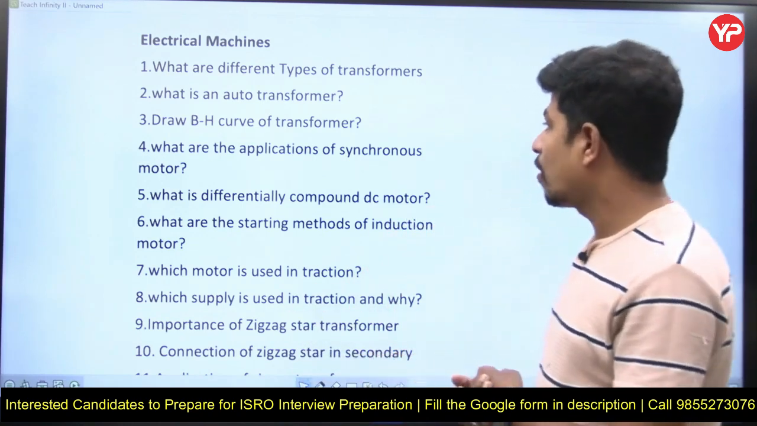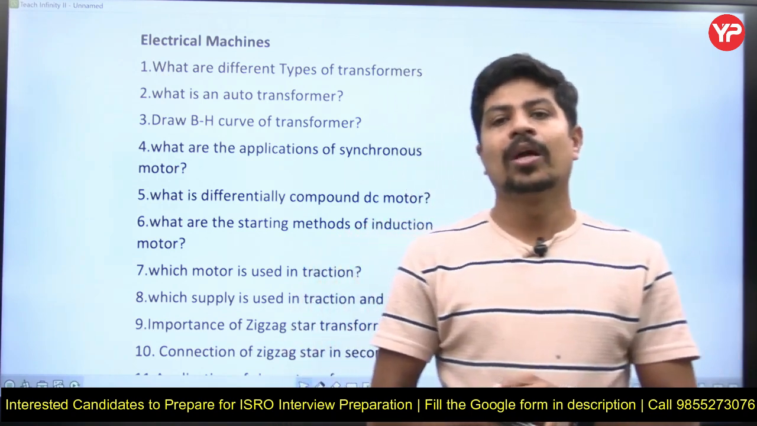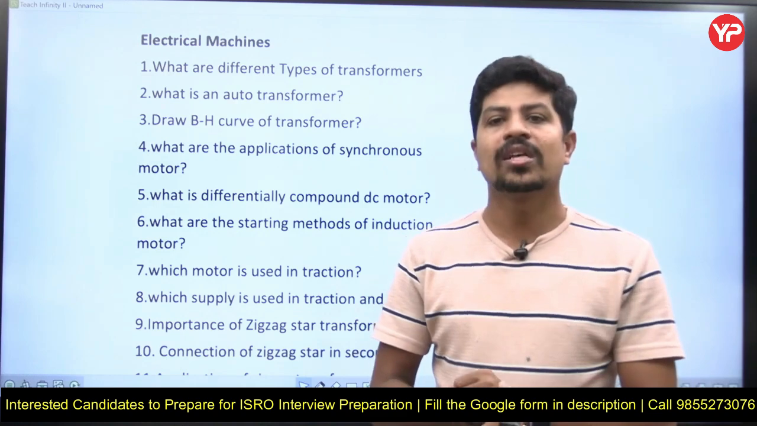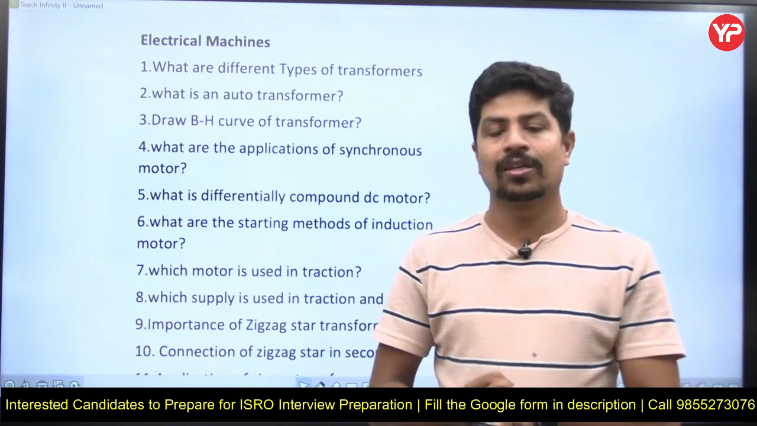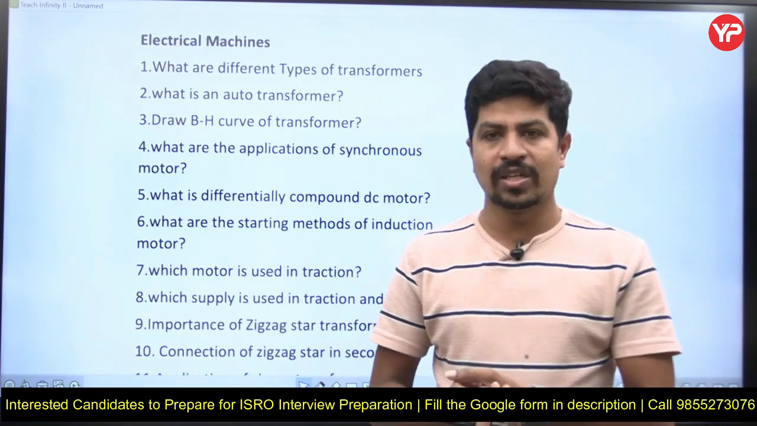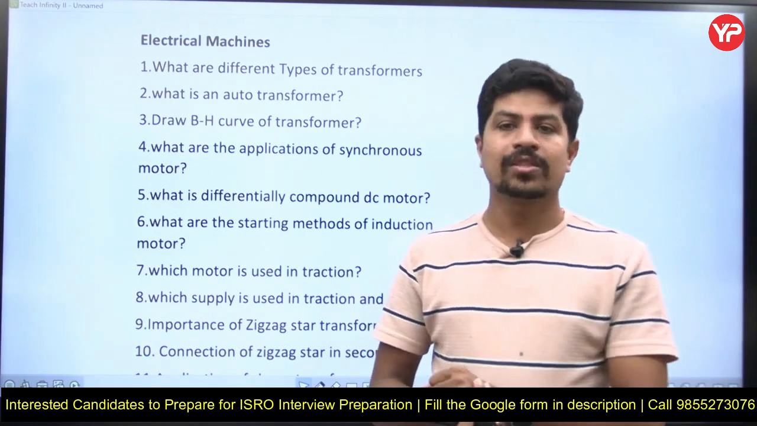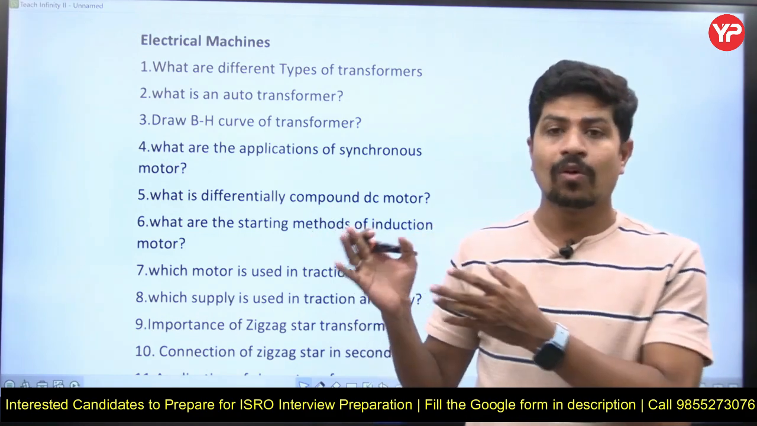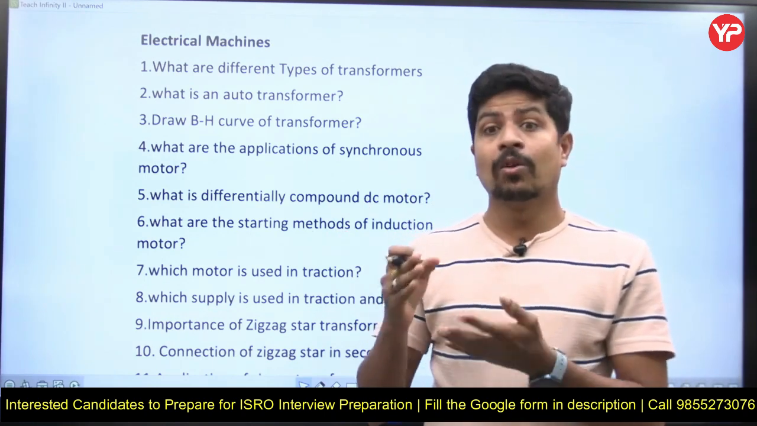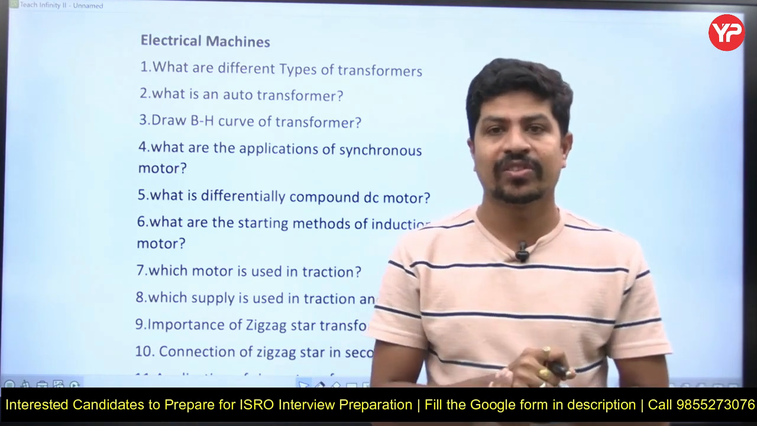The third question is: draw the BH curve of a transformer. A transformer uses a magnetic core, and the core material is made up of CRGO, cold rolled grain oriented steel, not silicon please, cold rolled grain oriented steel. Silicon is also added to reduce eddy current losses, but a very little amount of silicon is added, to reduce the conductivity of the magnetic core of the transformer. So that person may ask you to draw the BH curve and its importance, and may link this BH curve with iron losses, especially hysteresis losses, right?